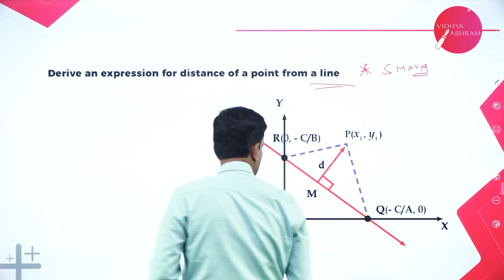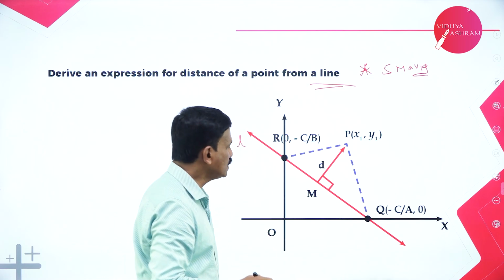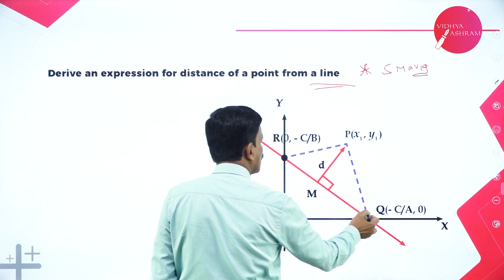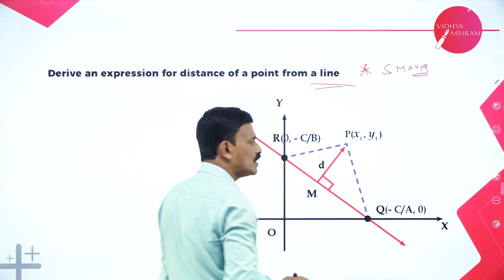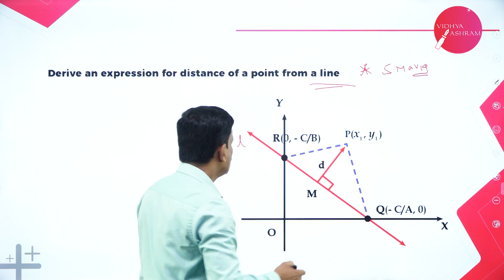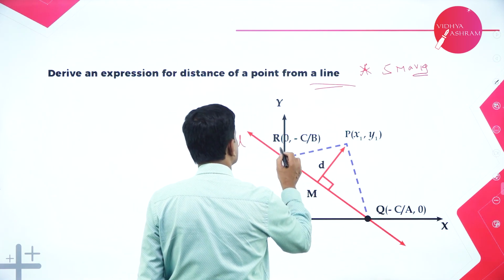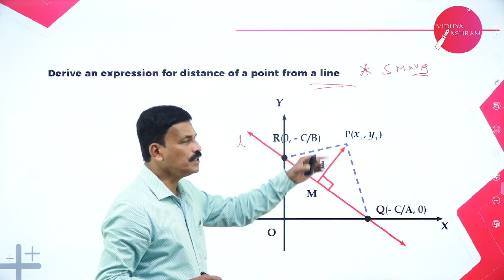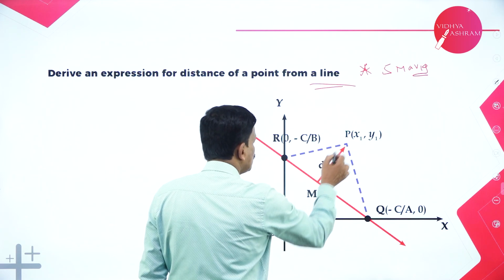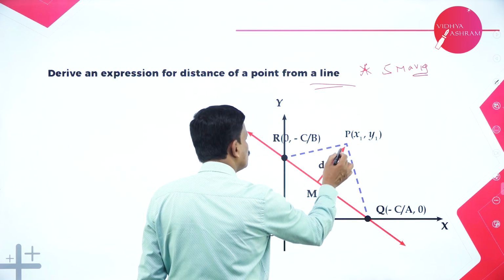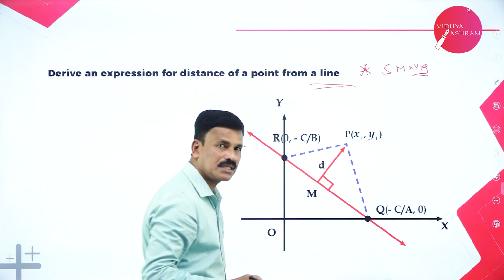Now let us consider a line. Let L be a line. Let the line L cut the x-axis at Q and the y-axis at R, and let P(x1, y1) be any point. Draw a perpendicular PM to the line. So PM is the perpendicular distance, and that is what we have to find.